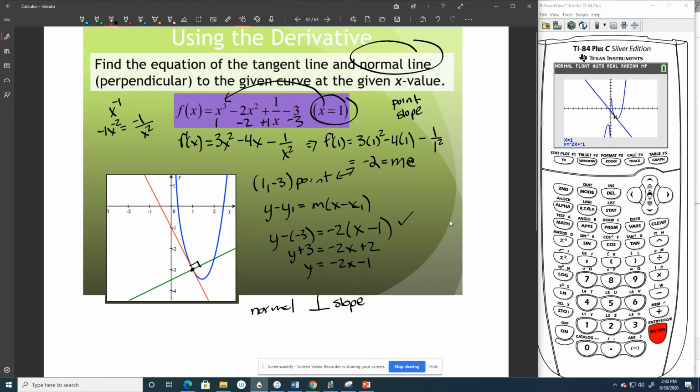And to find that, remember, to find a perpendicular slope, you take the opposite reciprocal of your slope.